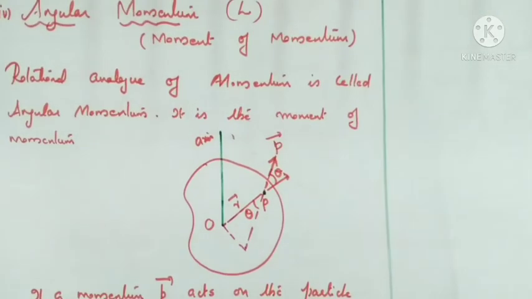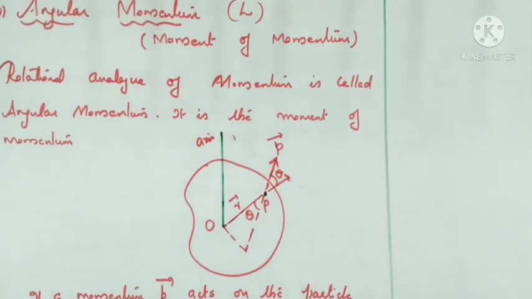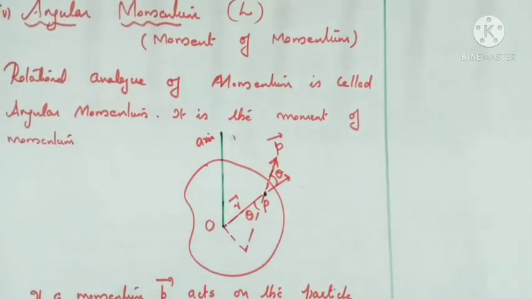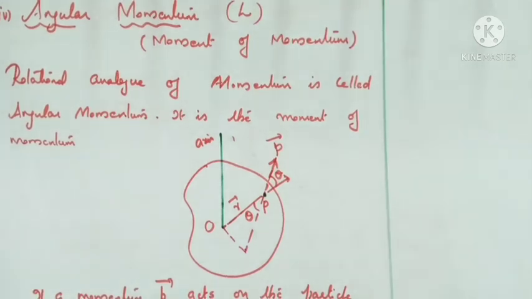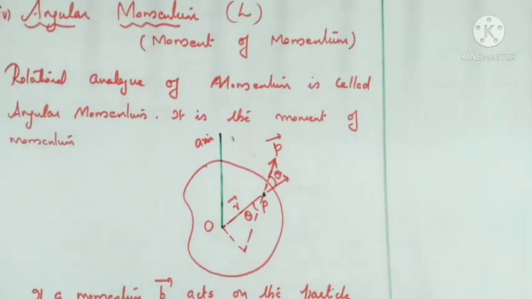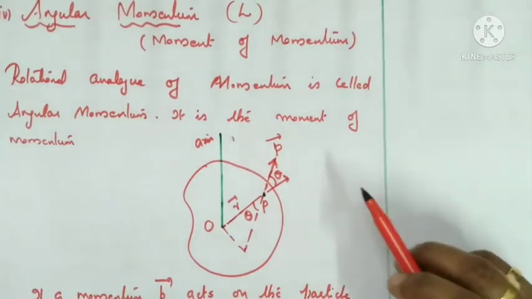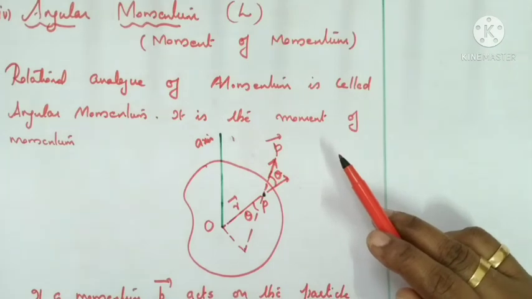Now the next term is angular momentum. It is represented by L. It can be represented by small letter l also. So angular momentum is defined as the moment of momentum. It is a rotation analog of momentum. So earlier we studied that the rotation analog of force is torque. Similarly, the rotation analog of momentum is angular momentum, and it is also defined as moment of momentum.